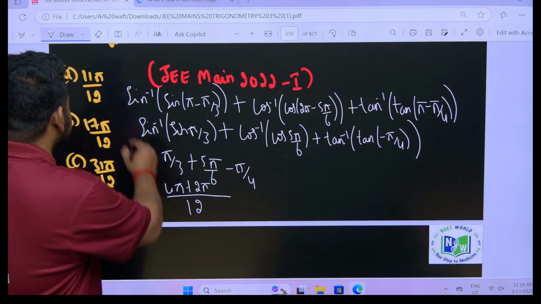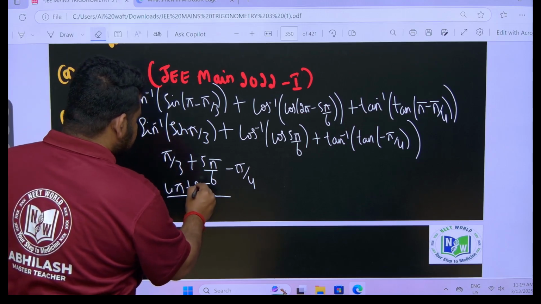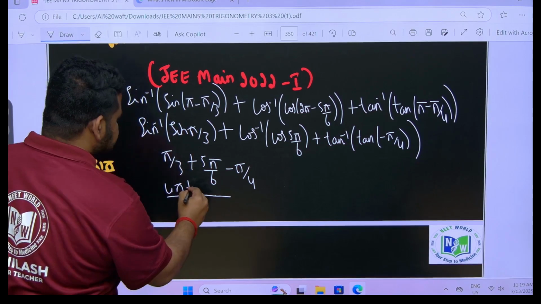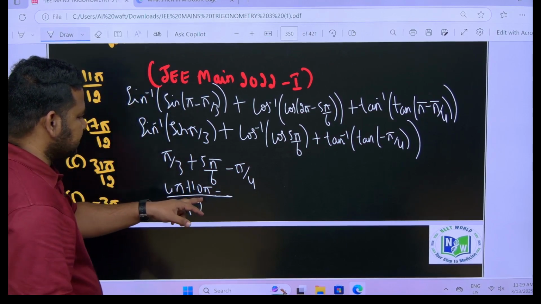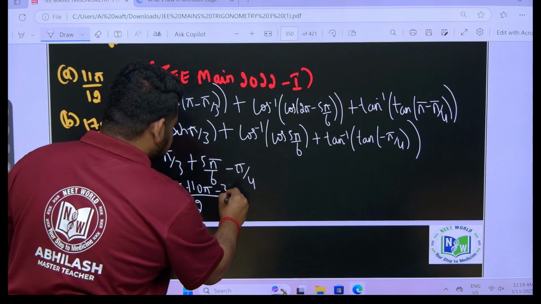Okay, 2 5s are 10. This is 10 pi minus 4 3s are 3 pi. Okay, this is 3 pi.